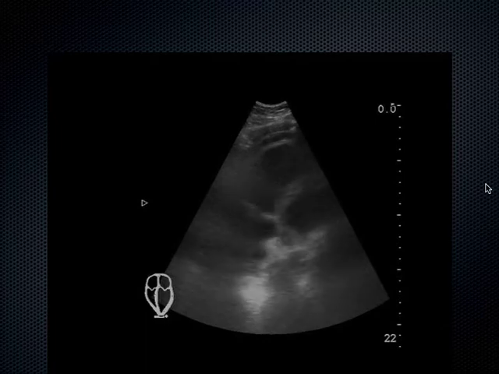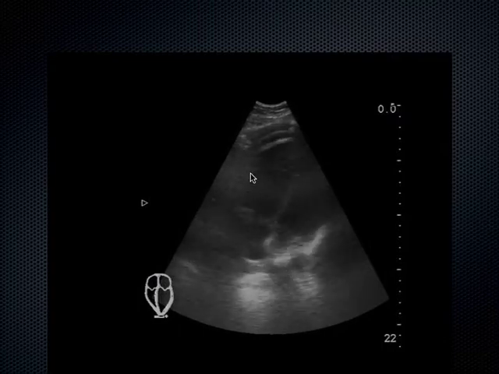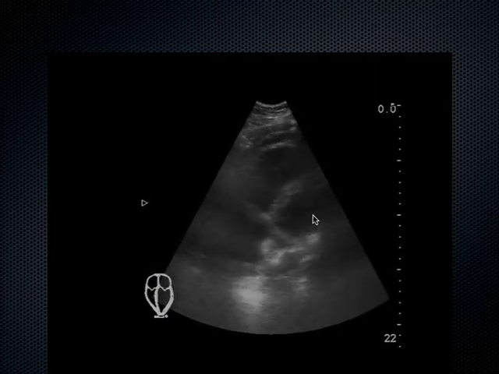Of course, we looked at his heart like we do any other code. And this is not the prettiest view, I'll give you that, but this is what we got. It's trying to be an apical 4 chamber, and this is the left ventricle over here, and this is the right ventricle over here. Can you see how much bigger the right ventricle is than the left ventricle?